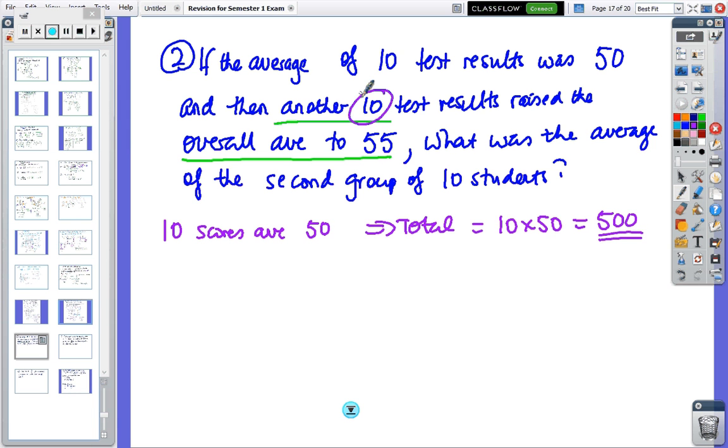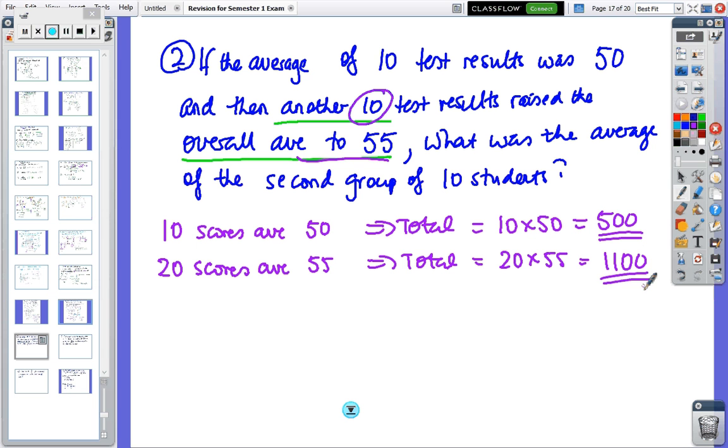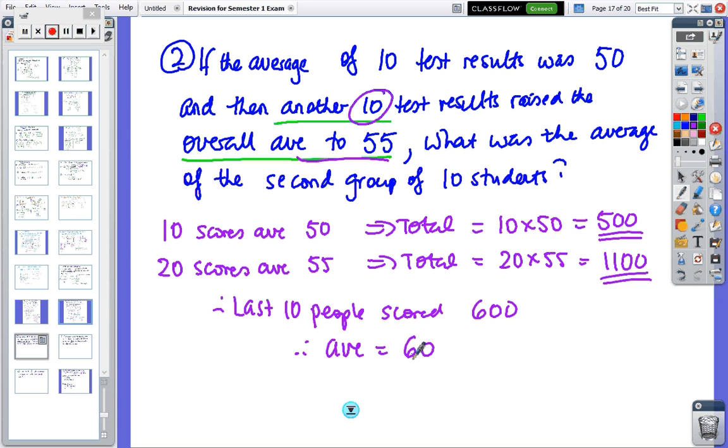Now when another 10 scores comes in, the total is 55. So we've got 20 scores averaging 55. So the total equals 20 times 55 equals, so we don't know what the scores are, but we know they add up to 1110. So that means that the last 10 people scored the difference, so that's 600. So that means that their average was 60. Okay, a little bit harder, but hopefully you understood that.